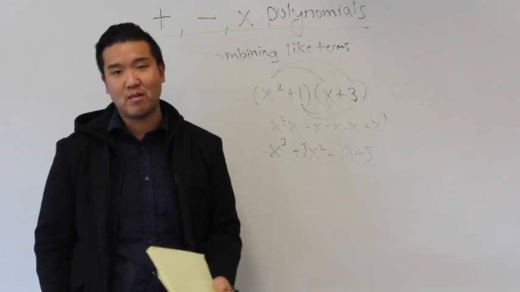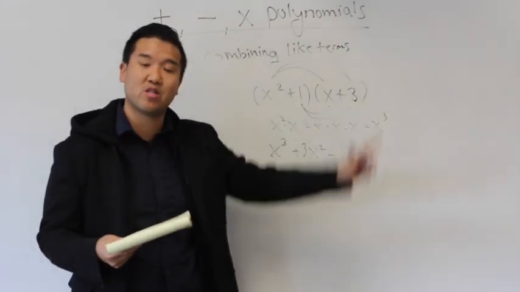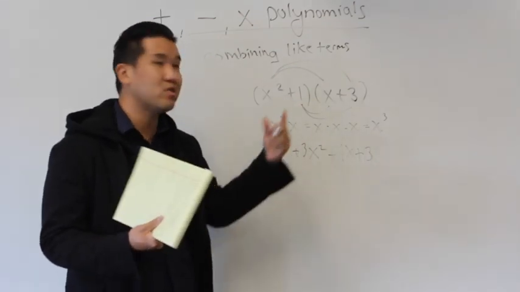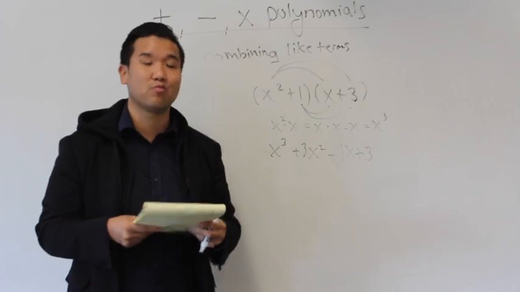Adding and subtracting is very simple. You're just combining like terms. Multiplying, you gotta distribute to every term. And then remember, when you're multiplying same bases, what do you have to do? Good, you have to add the exponents. We're not multiplying the exponents.